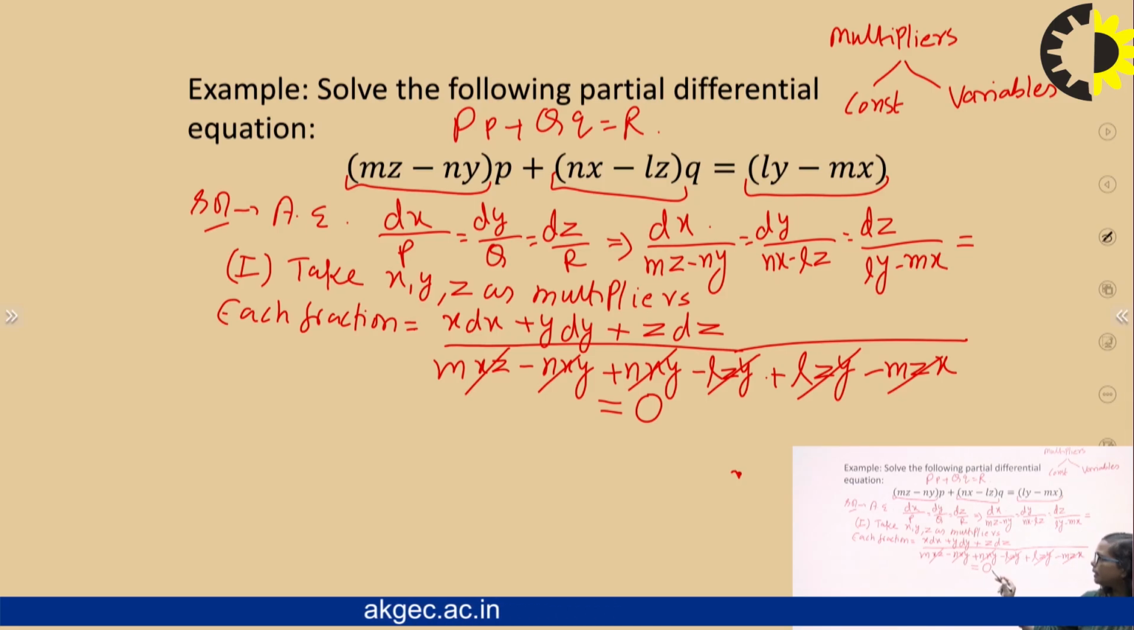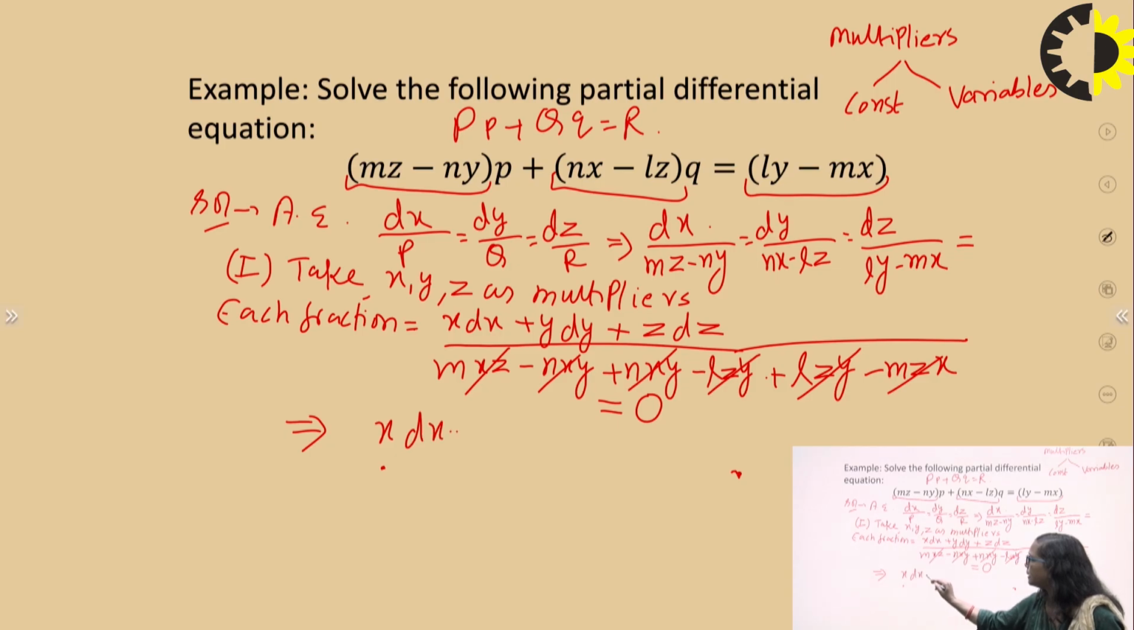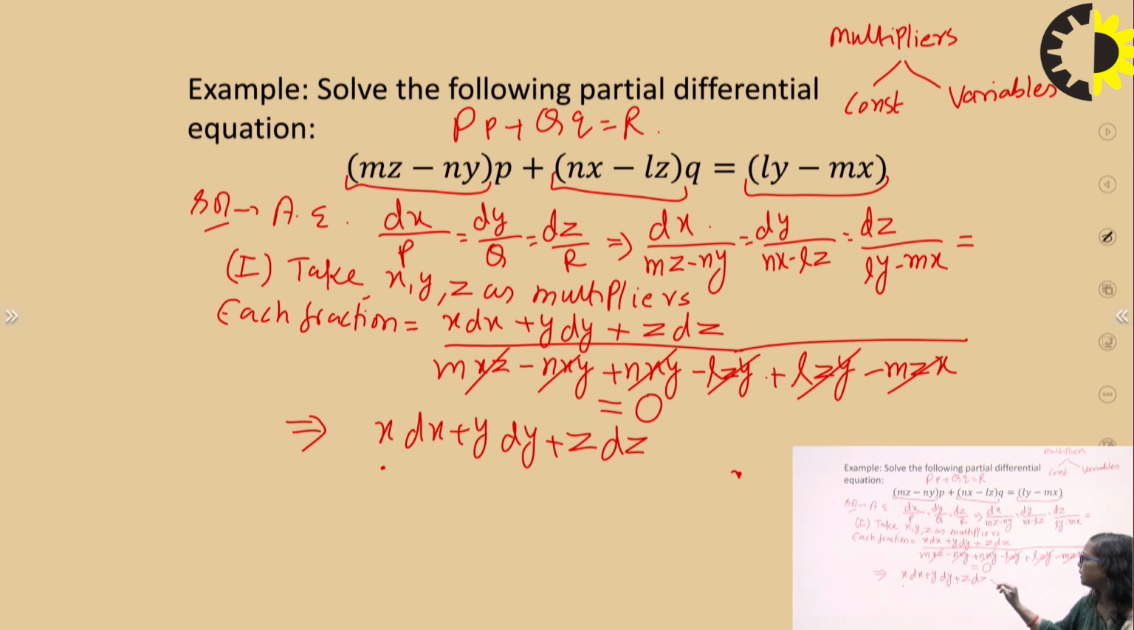What happened now? This 0 will move over here, making each and every fraction equal to 0. And what this further implies is that what we have here in the numerator, x dx plus y dy plus z dz, must be equal to 0, because this 0 goes over here, making each and every fraction equal to 0. And if you check, this is integrable, so just integrate both sides.